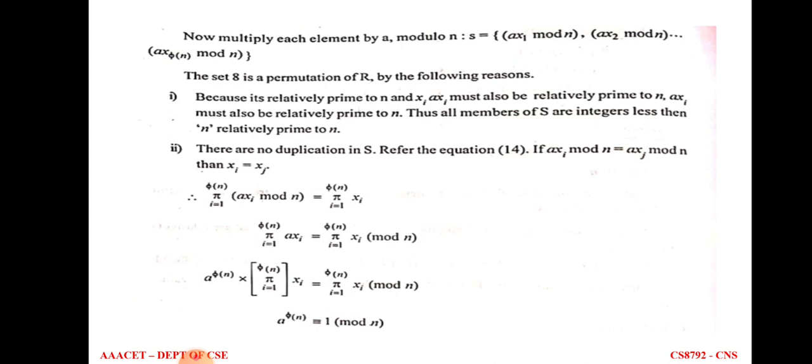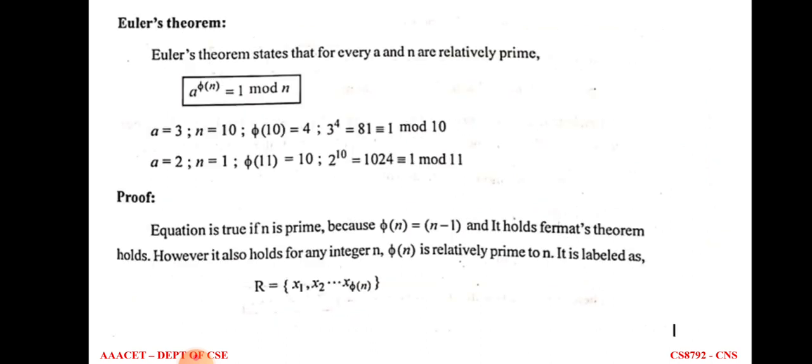So in this step we are going to cancel the term, the product for i equal to 1 up to phi of n of xi. So in the left hand side we are getting a power phi of n congruent relationship. In the right hand side we are getting mod n because it is the cancelled term. So the answer is 1. So this is the Euler theorem, that is a power phi of n is congruent to 1 mod n. So this is the concept of Euler theorem.